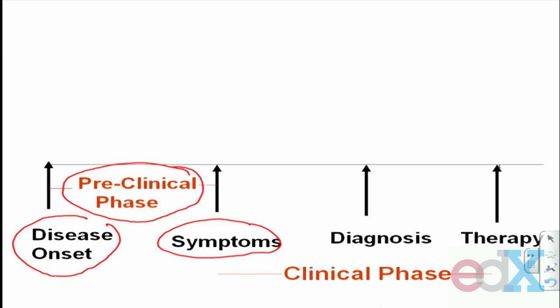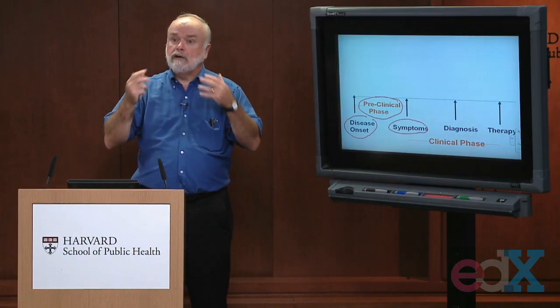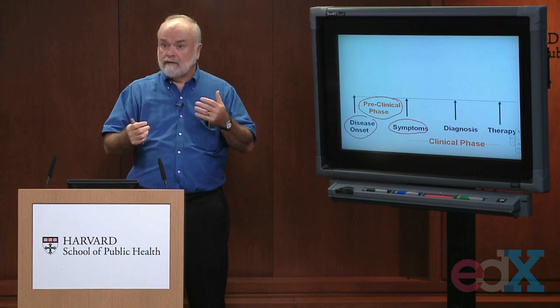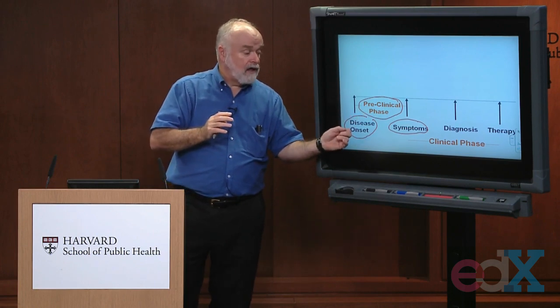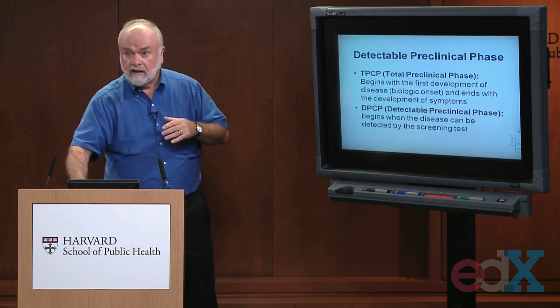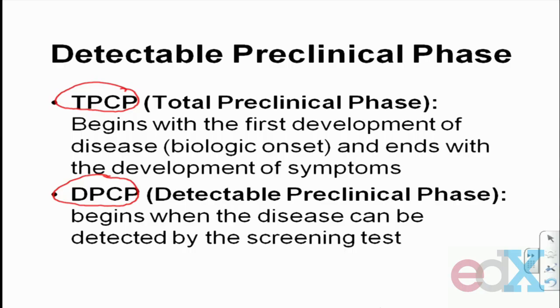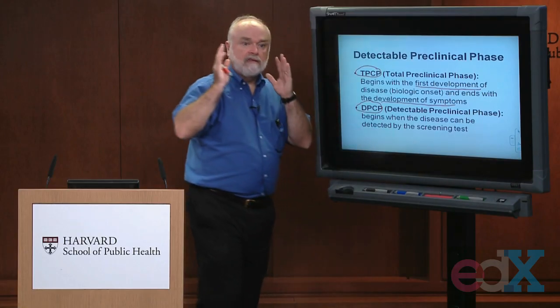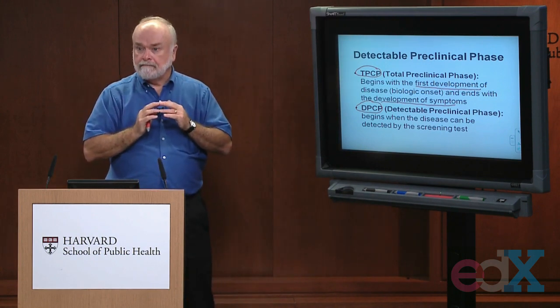That's where screening happens. We screen people who do not have disease, people who do not have symptoms of disease. So when you start screening people for breast cancer, you're talking about women who have not had any symptoms of breast cancer. You're screening in the preclinical phase, during this time period between the onset of the disease and the onset of symptoms. So going back to the first slide, the total preclinical phase is the time period between the first development of disease and the development of symptoms. That's the target period for a screening program.